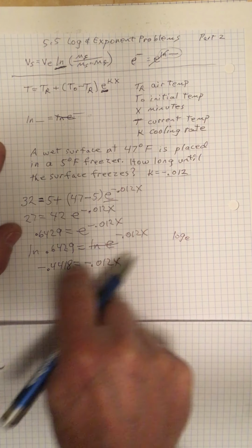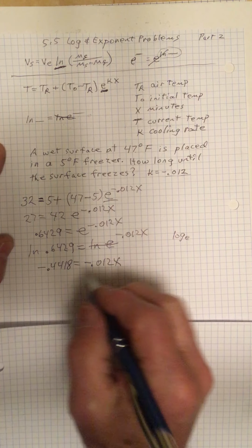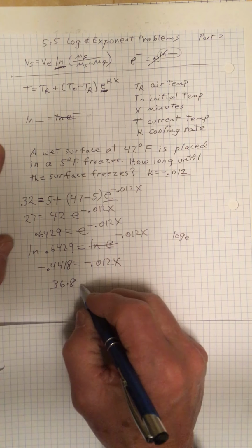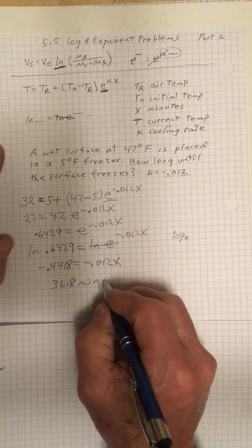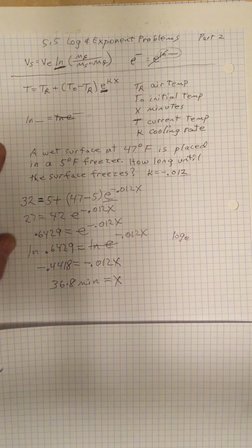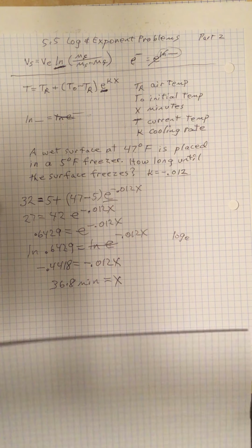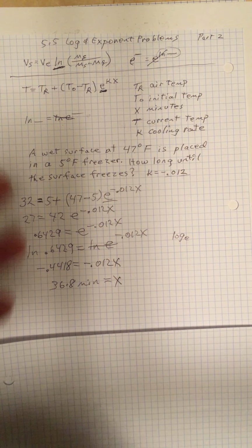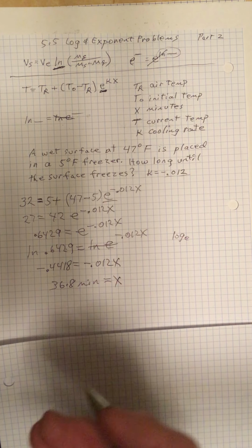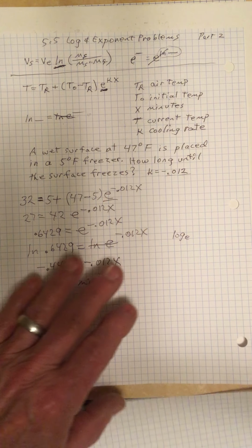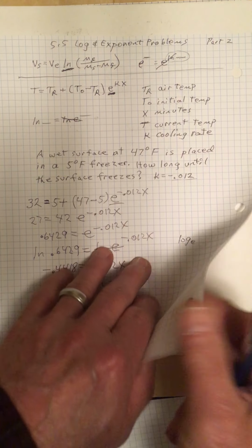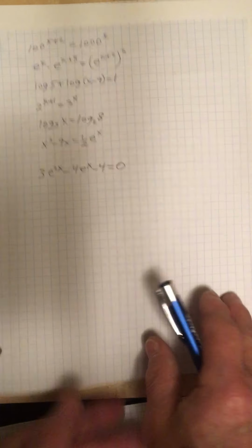And then finally divide both sides by minus 0.12 and solve for x. 36, and we'll just round it to tenths. 36 minutes until it freezes. So again, between the example I did last time and this one, that's pretty much all the application problems up to this point. And the technique is the same. Isolate and use whatever rule you need to.